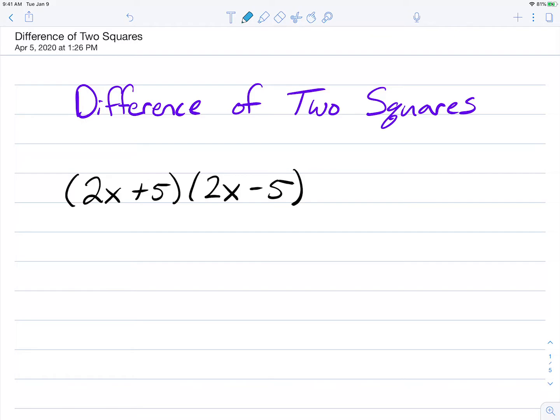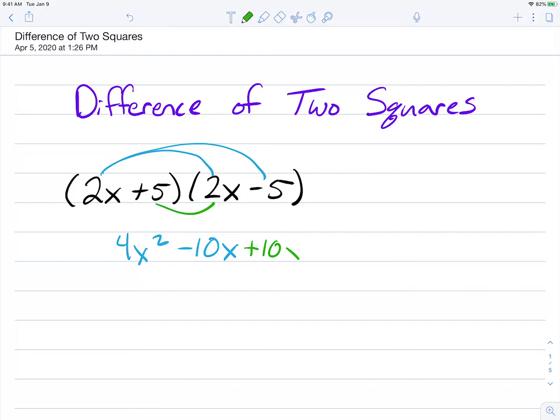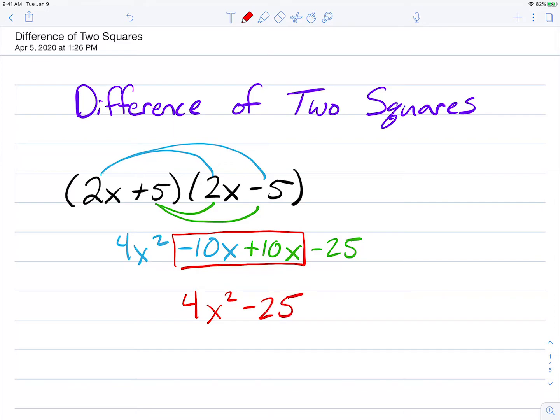Hello everyone. Today we're going to be factoring, and it is a difference of two squares. I want you to remember back to last week when we were multiplying binomials times binomials. We had problems like this, 2x plus 5 times 2x minus 5. When we distributed these, we would get a 4x squared, a negative 10x, then a positive 10x, and a negative 25. What happened with the middle terms is they added to 0, so we only ended up with two terms. These are the type of problems we're going to be dealing with today.